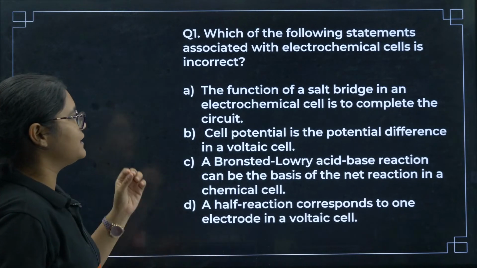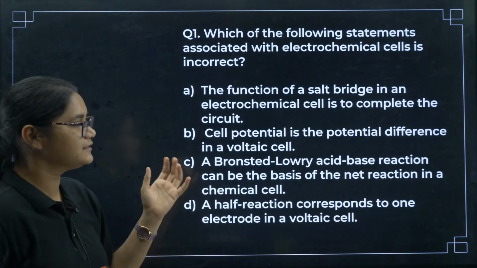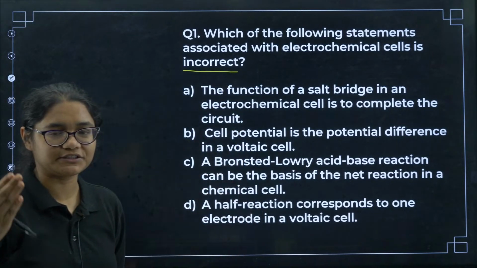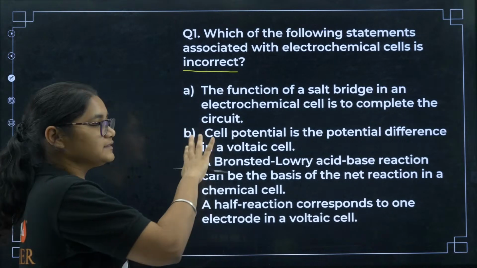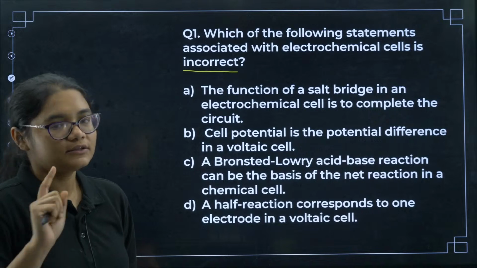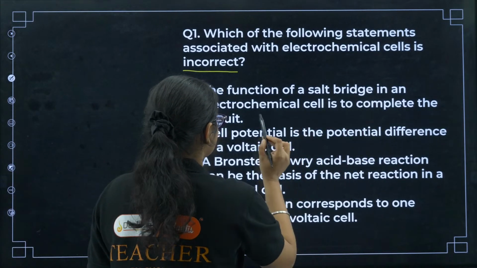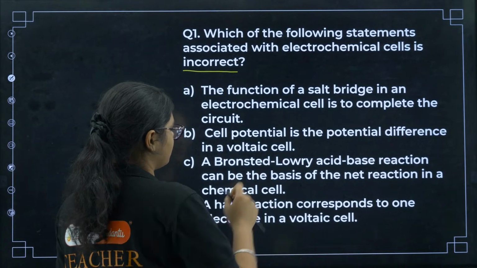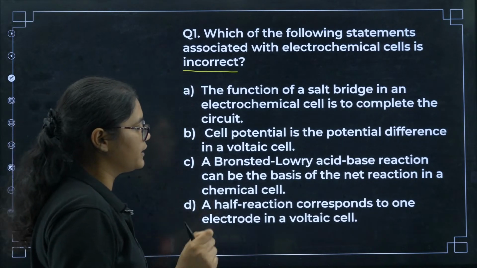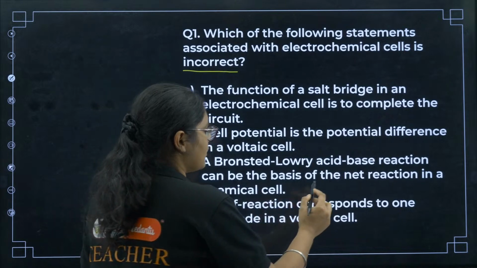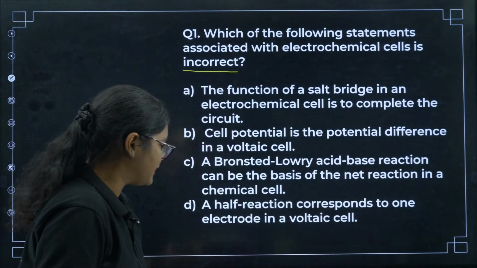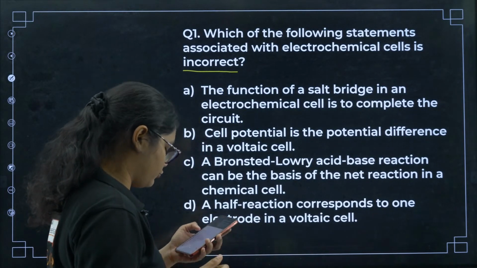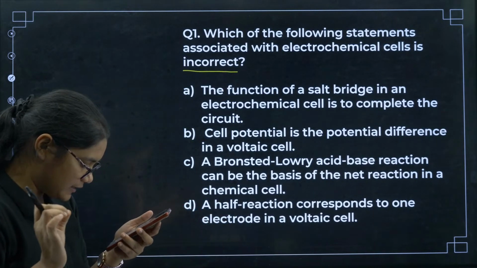Which of the following statements associated with the electrochemical cell is incorrect? You have to tell me the incorrect statement here. Always in the question be very particular about whether it is asked incorrect, correct, true, false, right, wrong. Please remember that. The function of a salt bridge in an electrochemical cell is to complete the circuit. The cell potential is the potential difference in a voltaic cell. A Bronsted-Lowry acid-base reaction can be taken as a basis of the net reaction in a chemical cell. A half reaction corresponds to one electrode in a voltaic cell. You have to give me the incorrect statement.